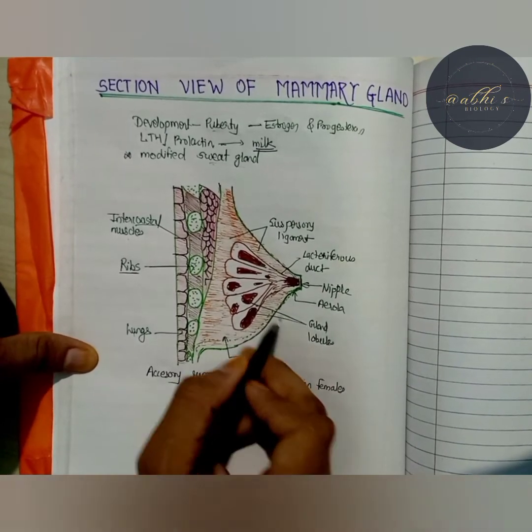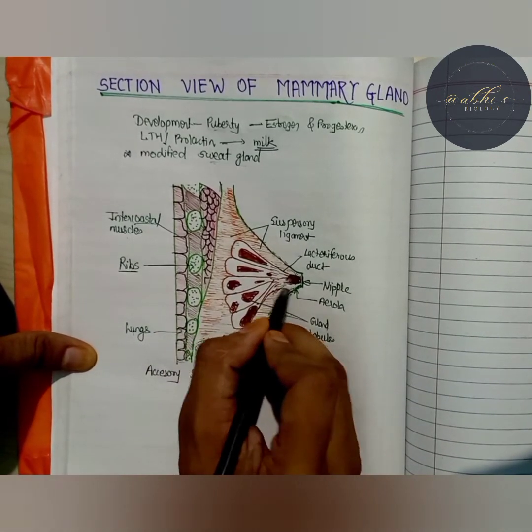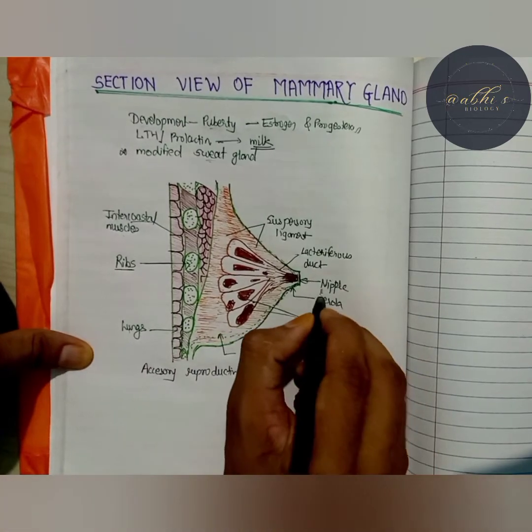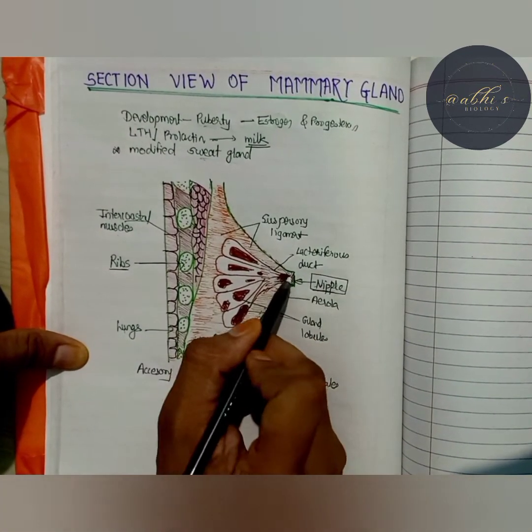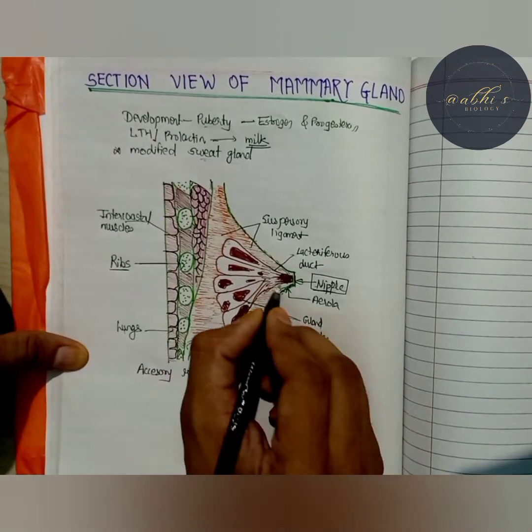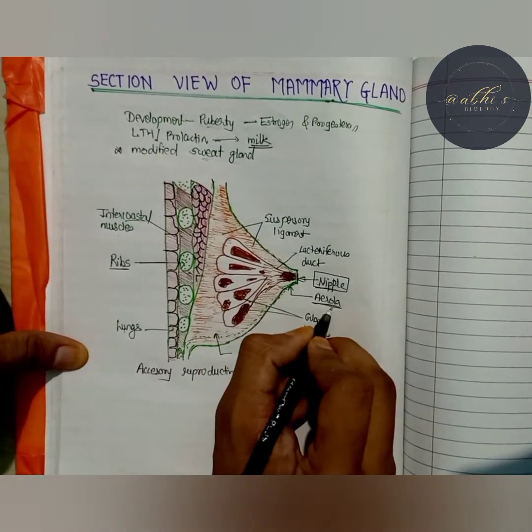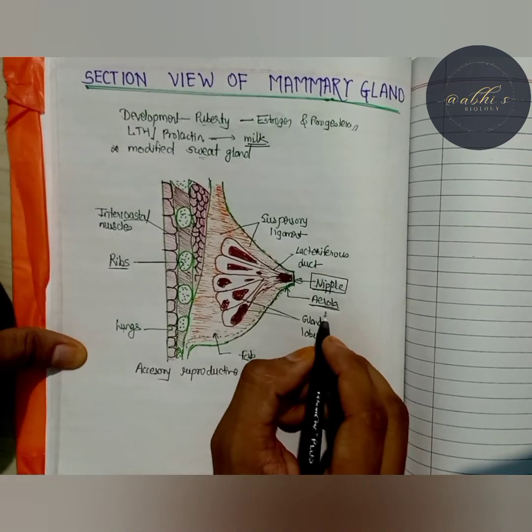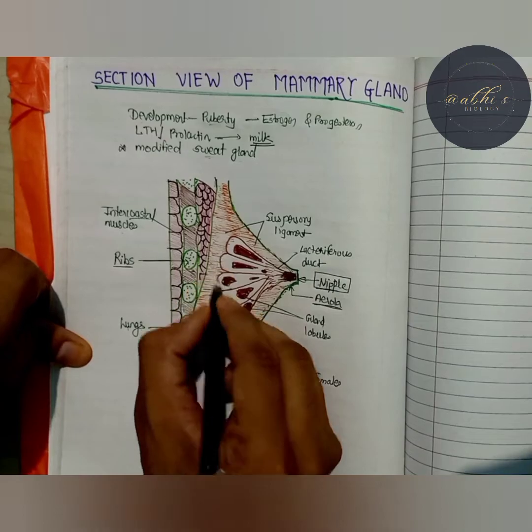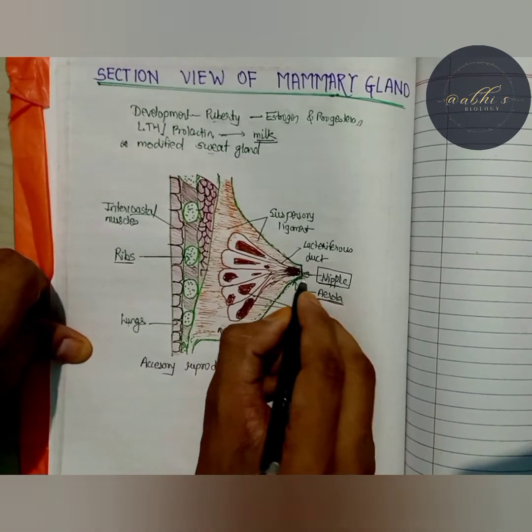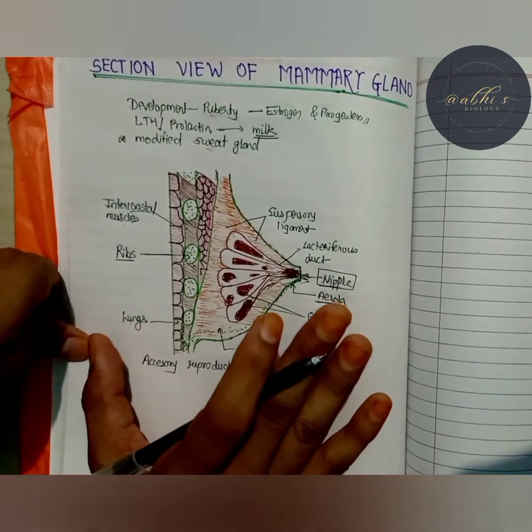Now the gland lobules all unite at a certain point and form a nipple-like structure. This nipple is surrounded by a brownish layer, which is called the areola. When the baby sucks this nipple, milk is ejected from the gland during the process of feeding.